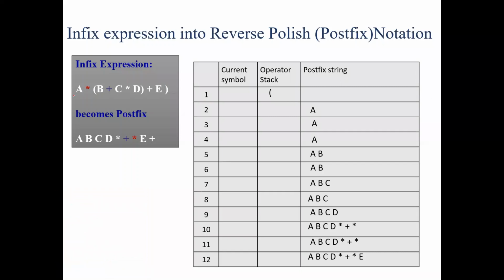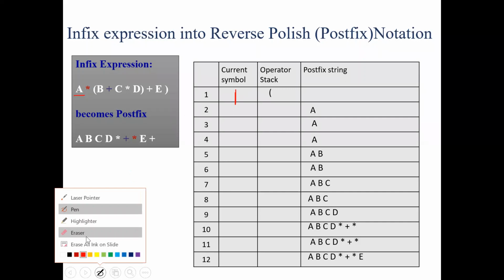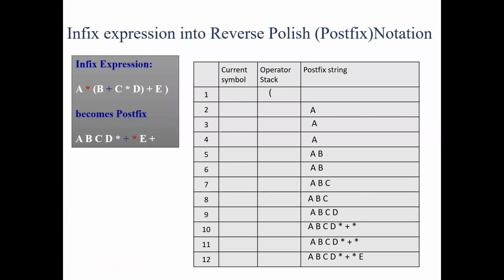Now we will start scanning from the left. First we will scan an operand A. So when we scan the operand, the first symbol which we are scanning, we will be writing over here. And then if it is an operand, we will be printing it onto the screen. Now, what is the next symbol? Next symbol is a multiplication symbol. As it is an operator, we will be pushing it onto the stack.